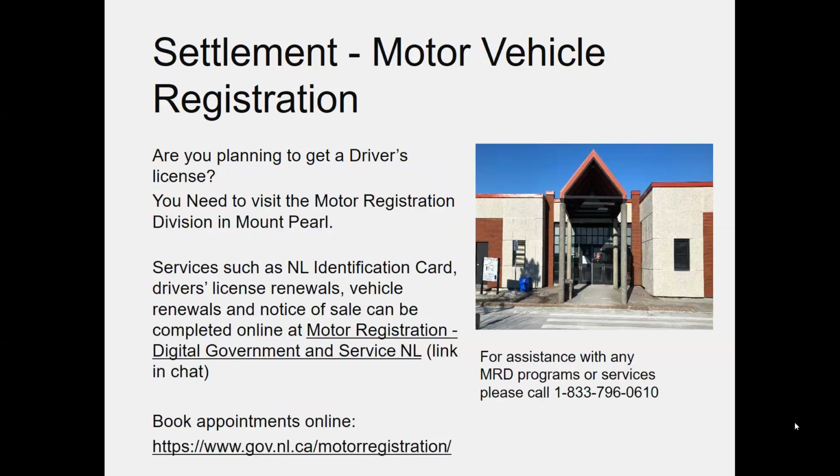We often get questions about students getting a driver's license, exchanging their driver's license, or getting a new driver's license when they come to Canada. If you are planning on driving, you can use an international driver's license for 90 days, but after 90 days, you should be switching over to a driver's license issued by the provincial government here. Those services are provided through Motor Vehicle Registration, which is located in Mount Pearl.